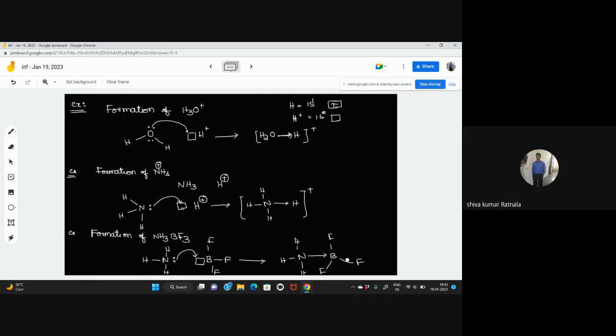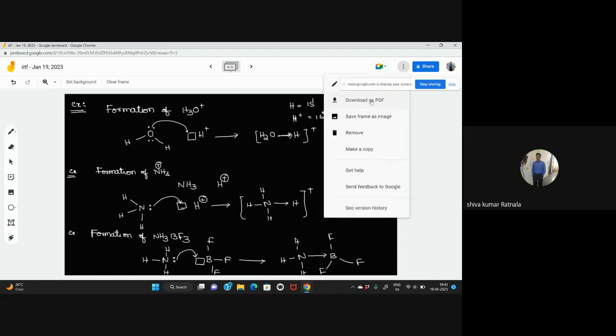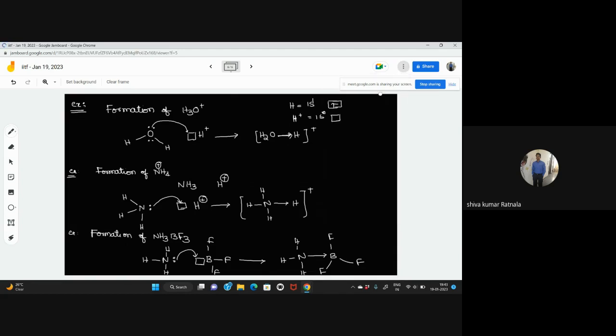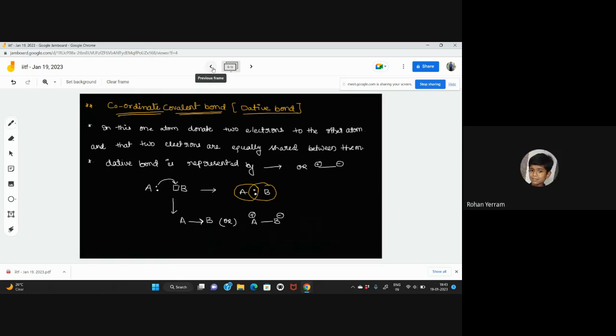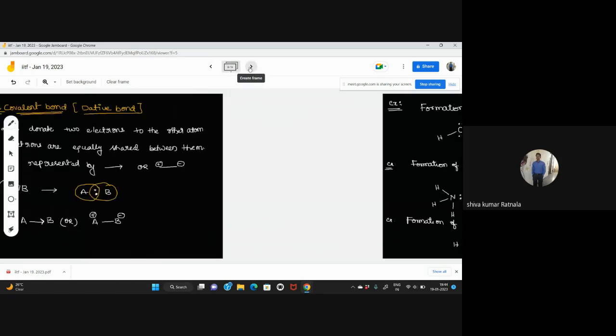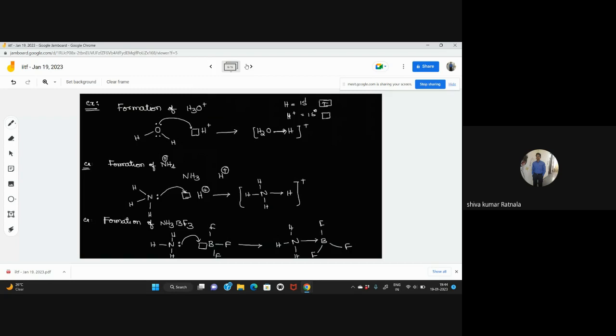In tomorrow's class, we will discuss valence bond theory, that means how covalent bonds are going to form. Coordinate covalent bond I have already discussed. Tomorrow, how covalent bonds are formed. The covalent bond definition we have already said: two electrons are shared, and by sharing of electrons we get the bond. How that sharing of electrons takes place, we will discuss tomorrow.